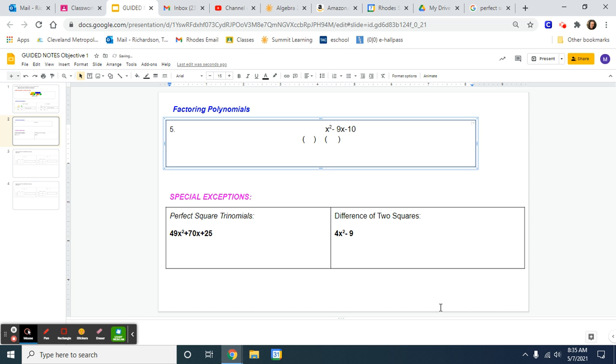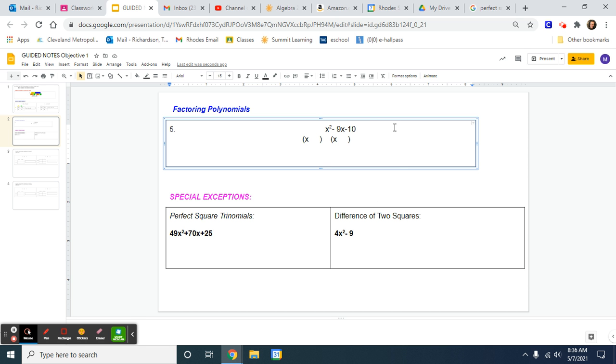I'm going to start by just putting 2 parentheses. I know my answer has to have 2 parentheses. Now, the first thing inside my parentheses is going to be this first term, x squared, split up into 2 parentheses. So x and x. Now, for our next terms, we have to think of 2 numbers that will multiply to be negative 10, but add up to be negative 9.